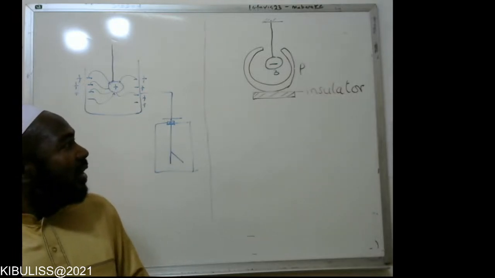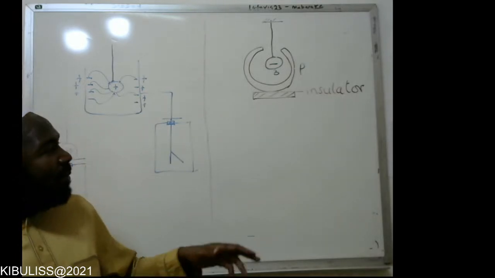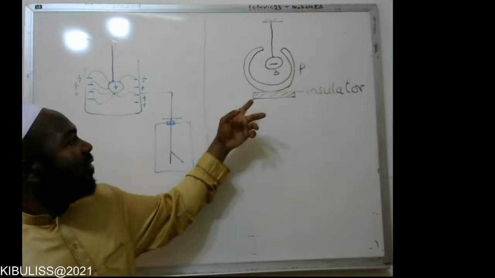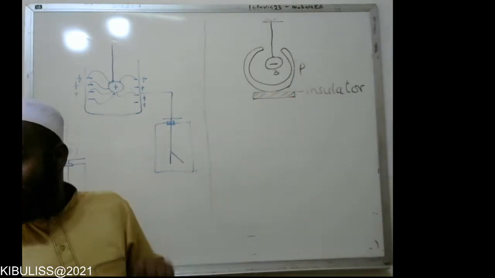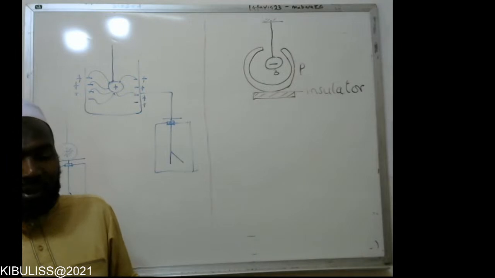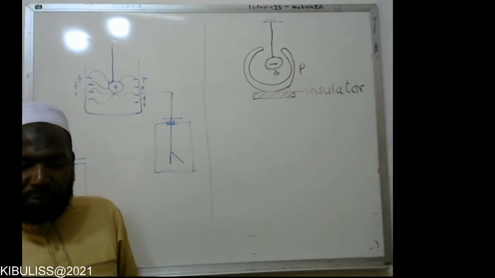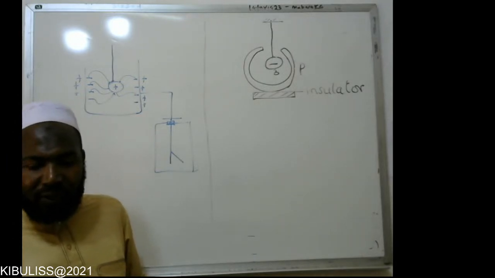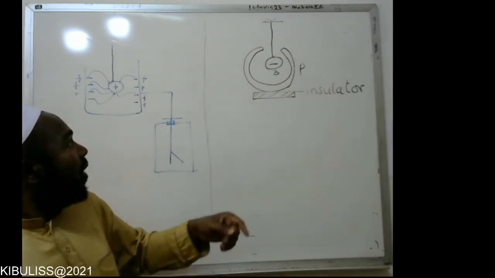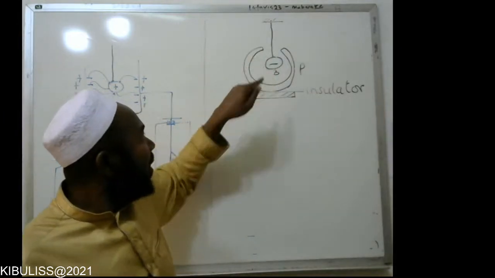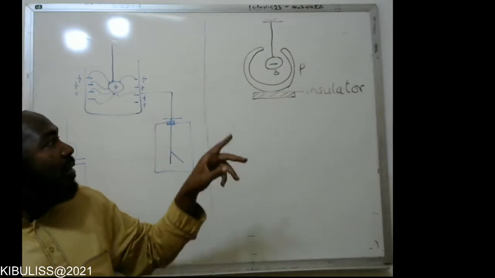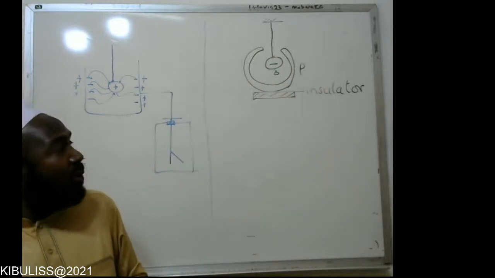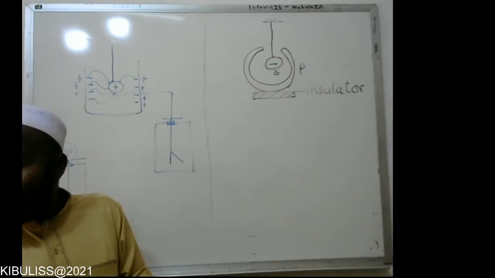Towards the insulator? No. The purpose of the insulator is to prevent leakage of charge from P to the ground. Are you getting it? But the question is asking, describe the distribution of charge on the metal conductor. Once you place a negatively charged body inside the hollow conductor P, what will happen? How will the charge distribute?